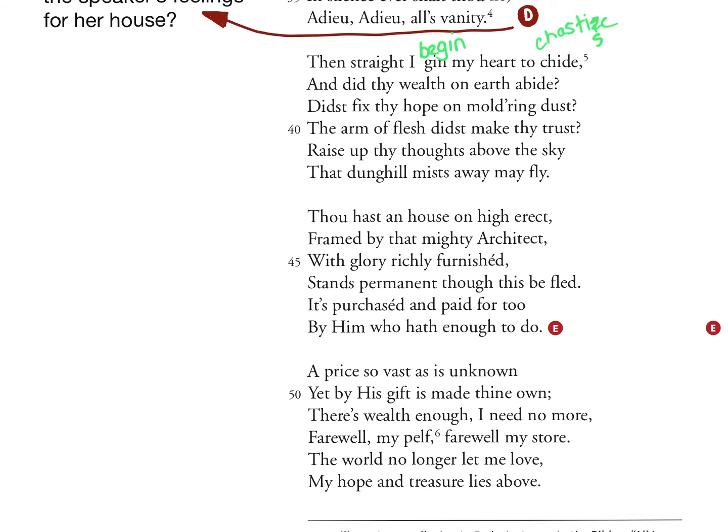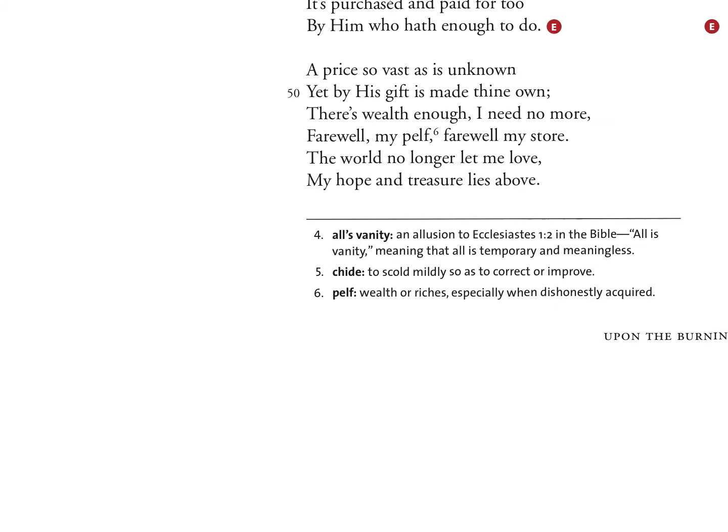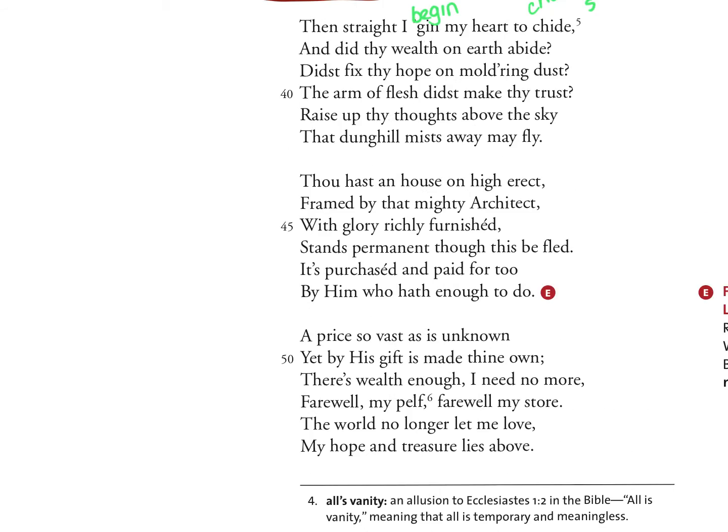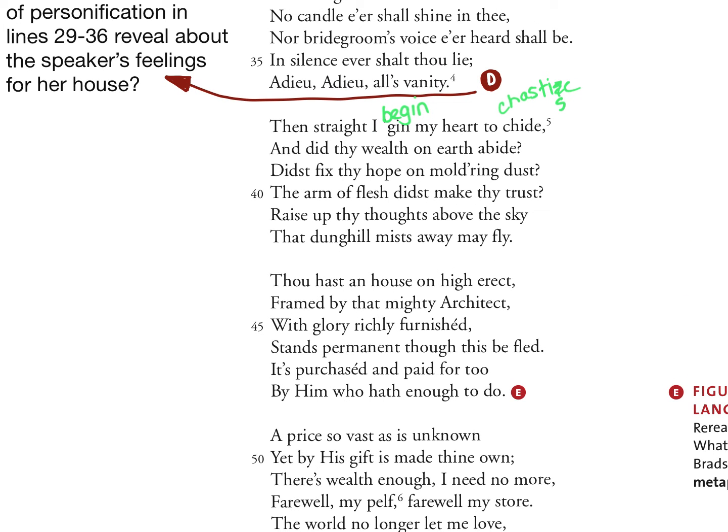So she starts to chastise her heart, and you have a note on that. And a better word I should have given you is scold. Okay, if I chastise my class, I scold you. So she starts to scold, let's put it in red, her heart. She scolds her heart for feeling sorrow at this loss.